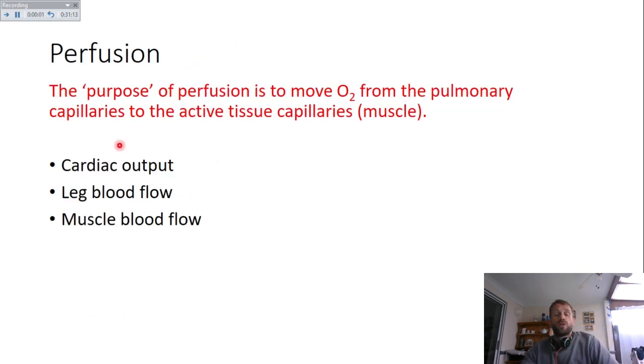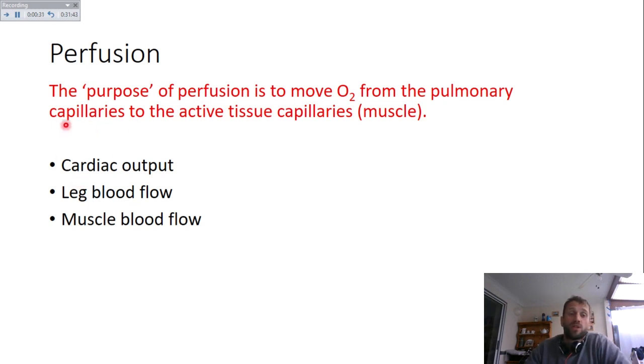Now the next step is perfusion. Once that oxygen is in the blood and has crossed that barrier, it doesn't need to cross any other barriers because it's primarily bound to hemoglobin. So the next thing it needs to do is travel, like it's in a car or a train, to where it needs to go. The purpose of perfusion is to actively move the O2 from the pulmonary capillaries to the active tissue. For us, we're primarily interested in the muscle.